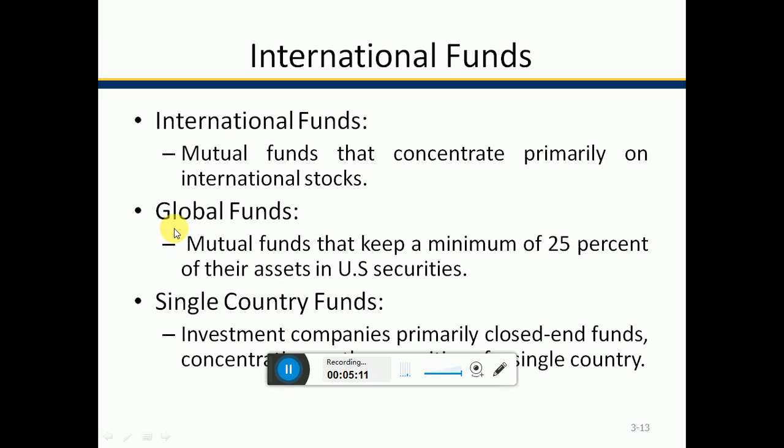Then there is the fifth type of mutual funds, called global funds. These are mutual funds that keep a minimum of 25% of their assets in US securities. If a mutual fund is investing 25% of its money in US securities, we call it a global fund. Don't mix these two. We call it global because of this 25% investment in US securities only. Keep this in mind: if 25% of the money is invested in US securities, then it will be a global fund. It will not be international then.